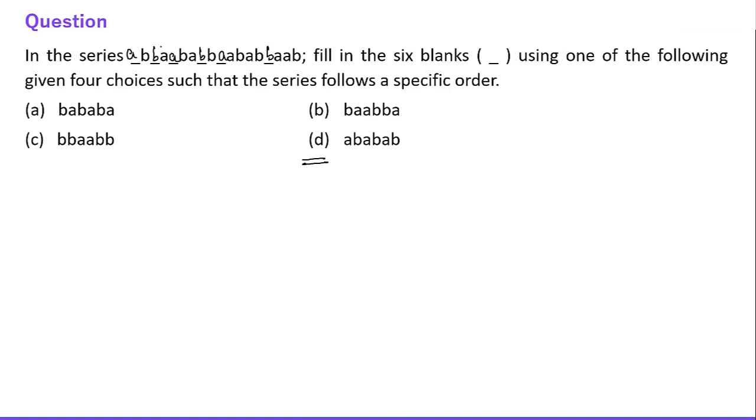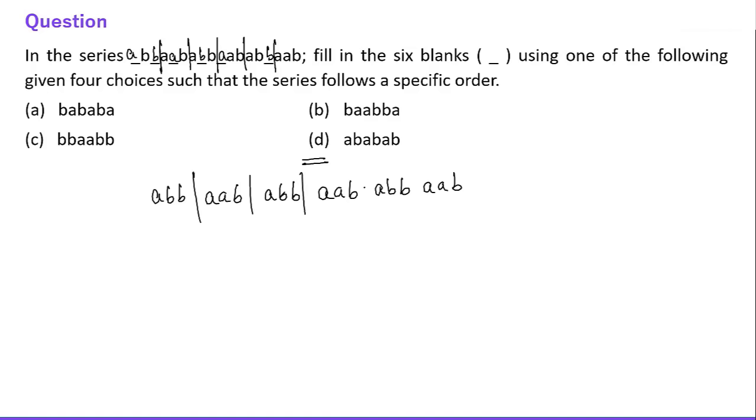And here in the slot of 3, it is ABB, then AAB, then ABB, then AAB, then ABB, then AAB, right? So ABB, AAB, ABB, AAB, right? ABB and AAB. It is like this, fine? Okay, everyone, fine. So with the 4th choice, you are getting this fixed pattern. This is the specific order they are talking about. Right. Okay. Now let's move to the other question.